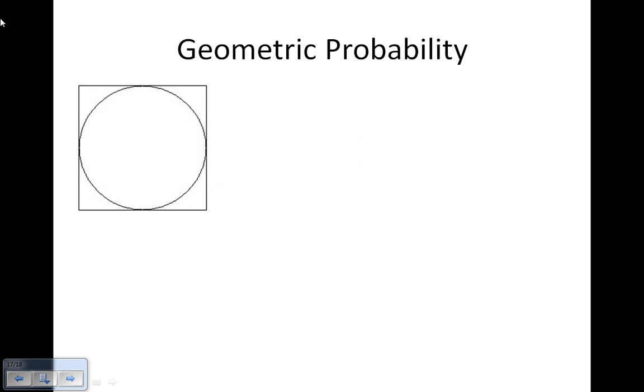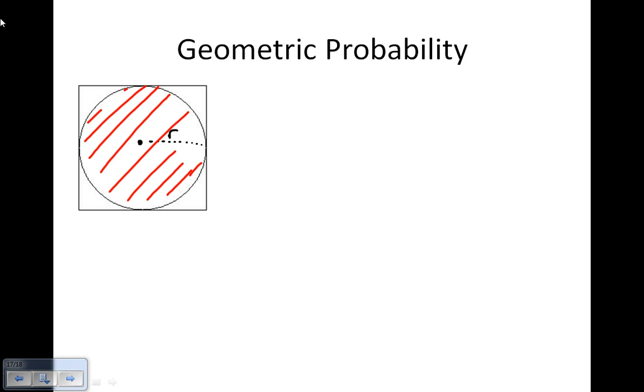Another problem. This is an inscribed circle. That means it's drawn inside of a square. And here they haven't given us any numbers. And this is where you need to use variables. As with all circles, it's going to be helpful to draw a radius. And we're going to call that r. Let's say that I want to find the probability of hitting this circle. Now we're going to solve for this in terms of r, and we'll see what happens.